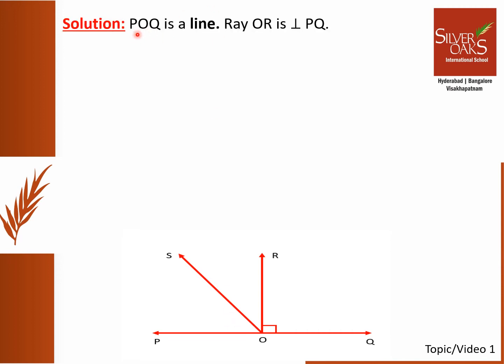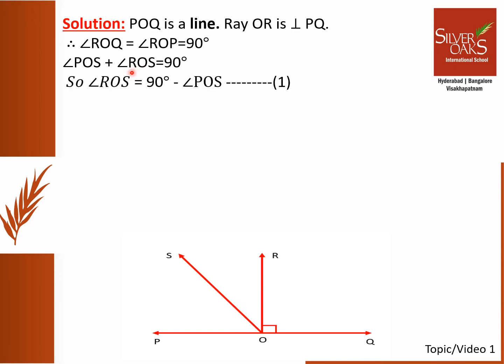Now, the solution. POQ is a line and OR is perpendicular to PQ. What happens? It will form 90 degrees. That's what I wrote. Clear? Then angle POS plus angle ROS is equal to 90 degrees. I want to find out ROS, so I'll take this POS to the other side. So angle ROS is 90 degrees minus POS. Put this as equation 1.